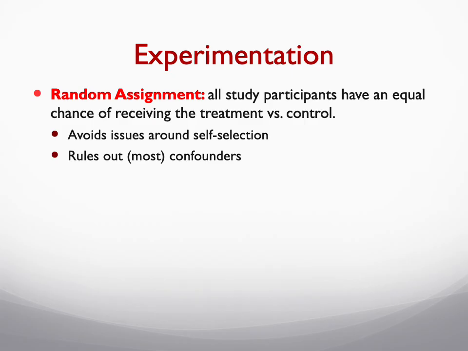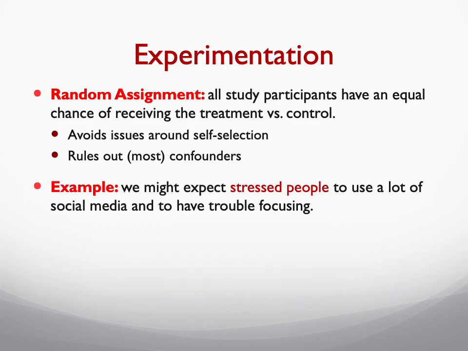So taking our example of social media and attention problems, a few weeks ago when we were thinking about alternative explanations, we said, well, hey, if you do a survey and you see this relationship between social media use and attention problems, there might be a confounder variable. It might be that really stressed out people use social media more, and really stressed out people have worse attention. And that it's really stress that is leading to changes in both of these variables. And that makes a lot of sense.